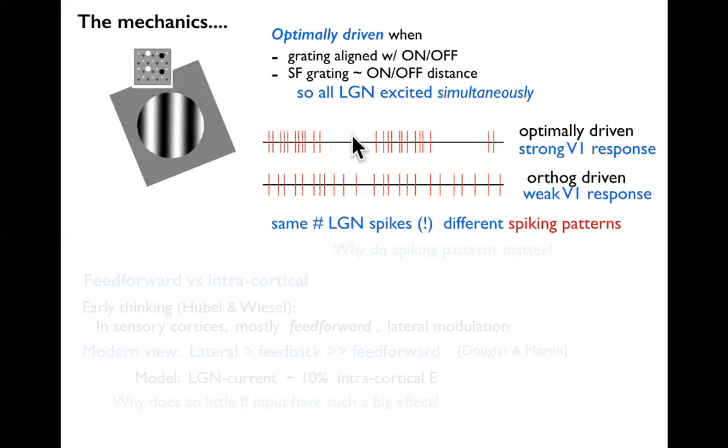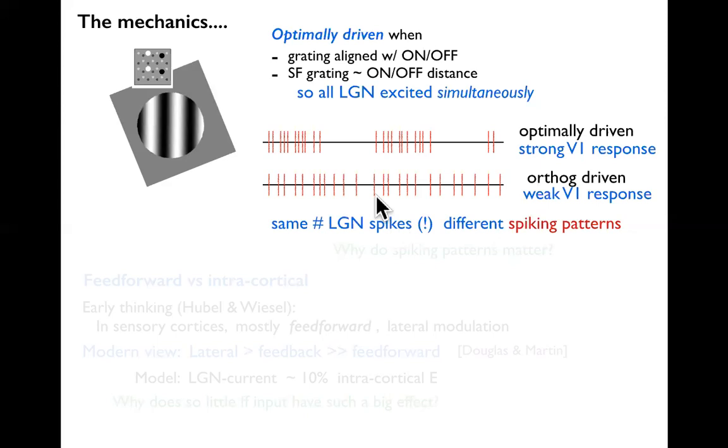It kind of alternates like that, whereas when it's orthogonally driven, then everything is the same throughout. And the fact is that this input pattern elicits a very strong V1 response, whereas this input pattern elicits a much weaker V1 response, okay? Now, I want to stress that it's the same number of LGN spikes in these two conditions, okay?